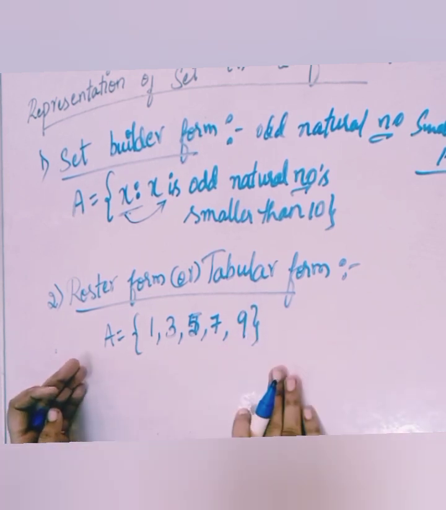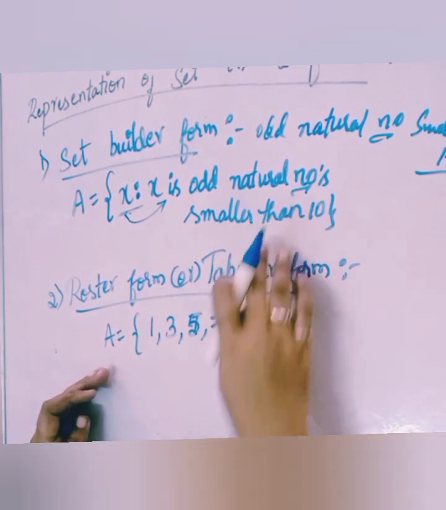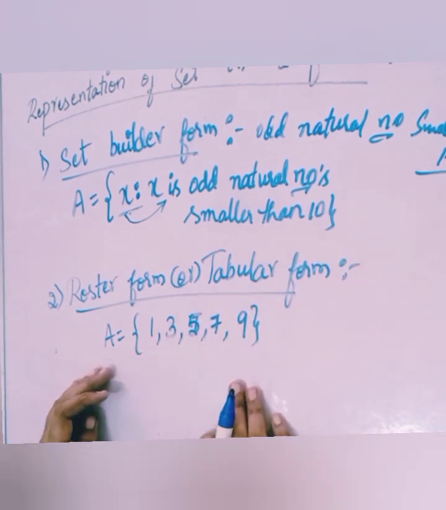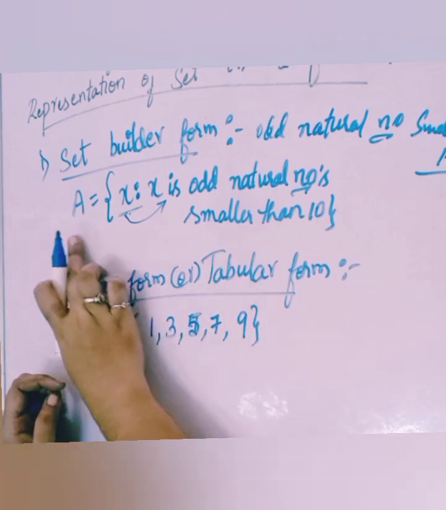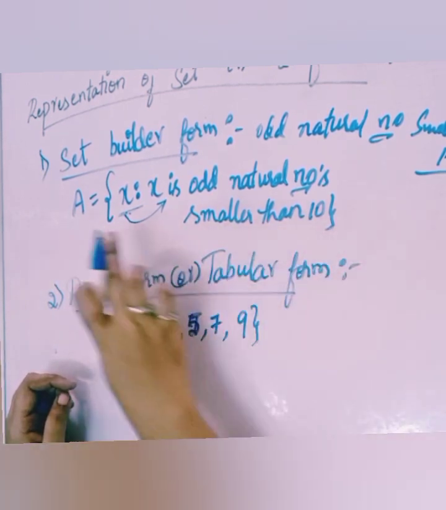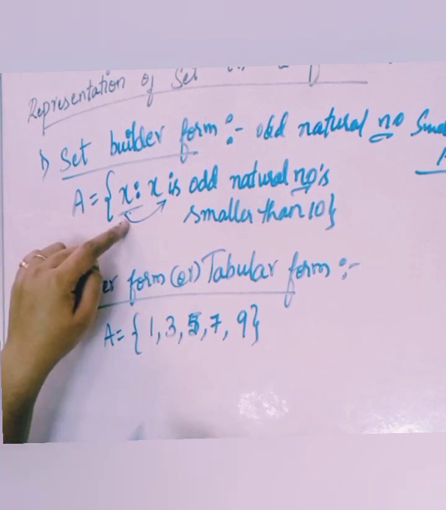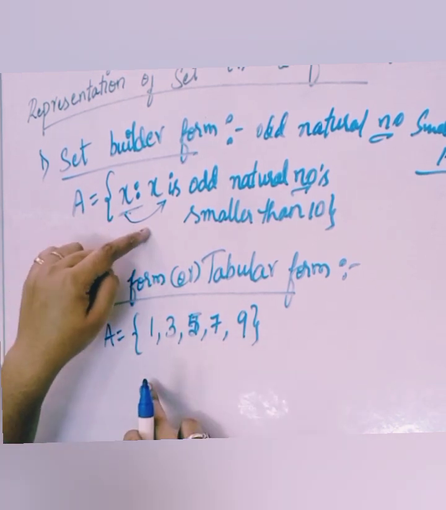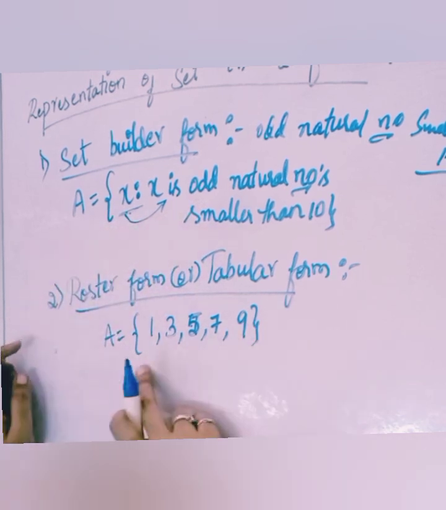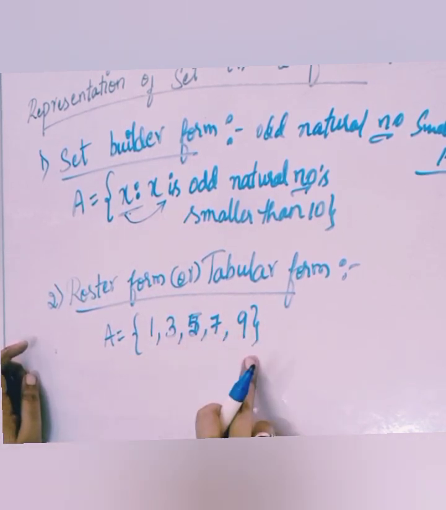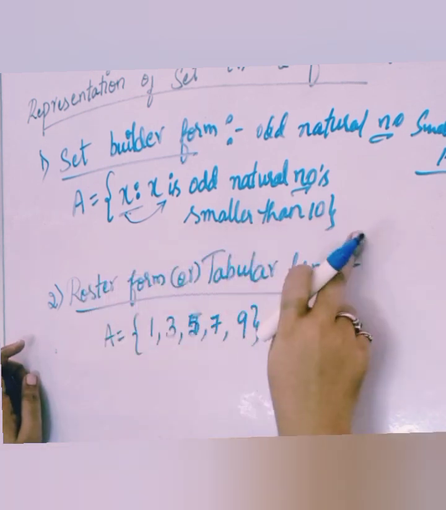So this is a tabular form. This is a set builder form. For example, they will give A is equal to 1, 3, 5, 7, 9. Write this one in set builder form. Here we have A is equal to x, and I said we are defining it. So x is what? Odd natural numbers smaller than what? 10. So that's what we have here.